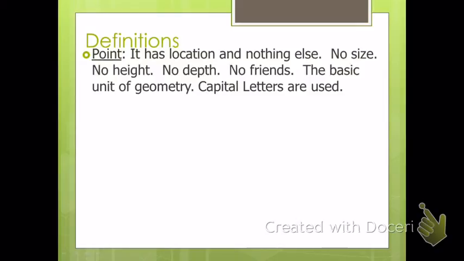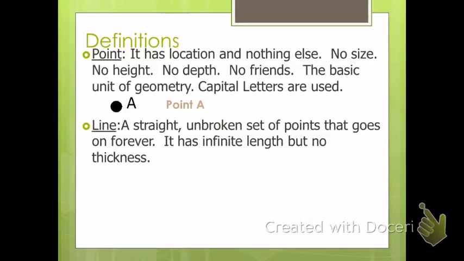A point. A point is one of those undefinable terms because it has no height, no depth, and no size. It denotes a location and nothing else. Capital letters are used to denote a point. So this would be the picture of it, and if we wanted to write about it, we would say point A. We use a capital letter for points.